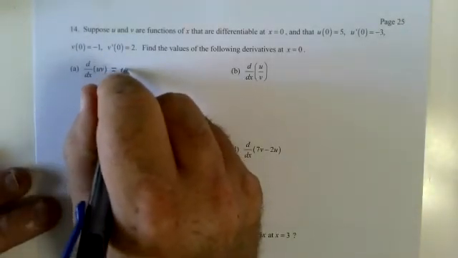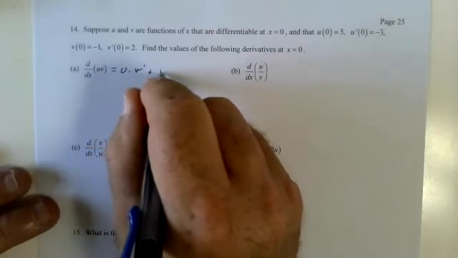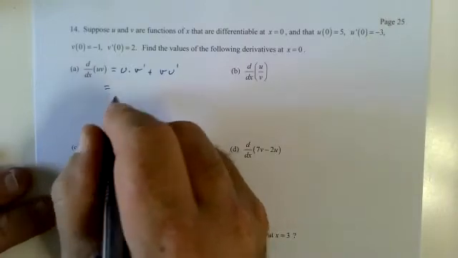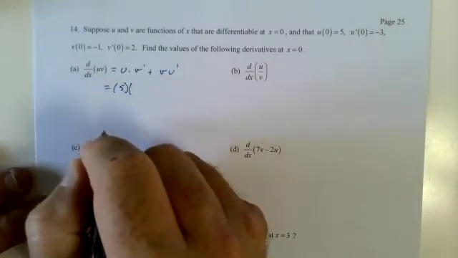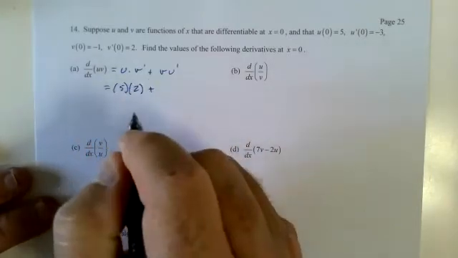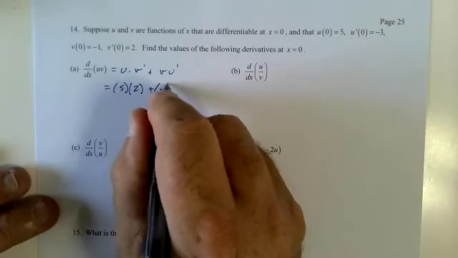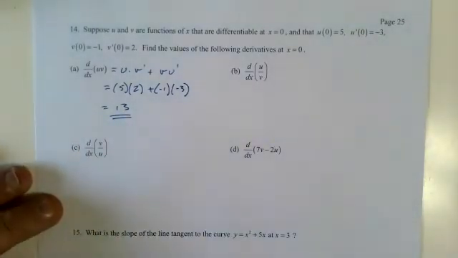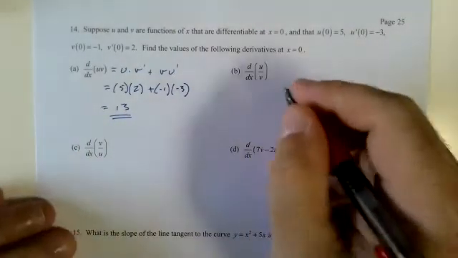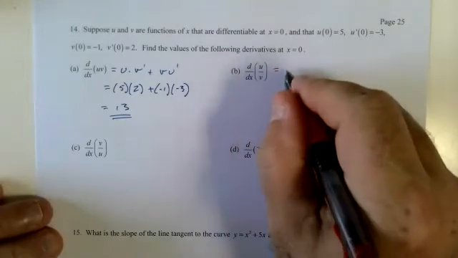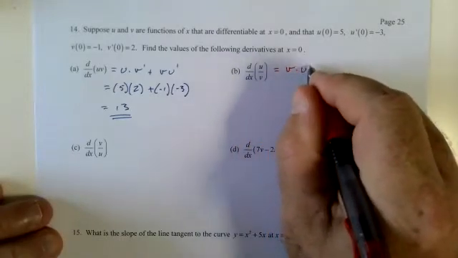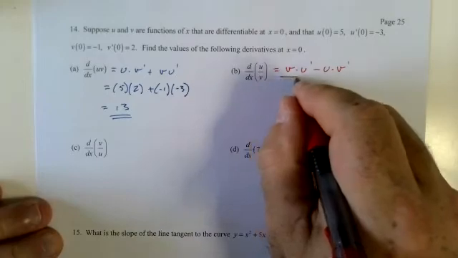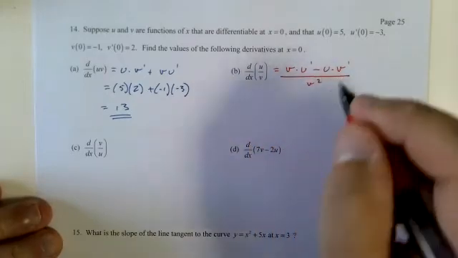This is u v prime plus v u prime, which is 5 times 2 plus -1 times -3, 13. Low d high minus high d low over low squared.